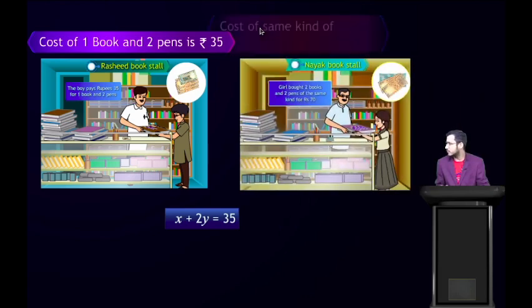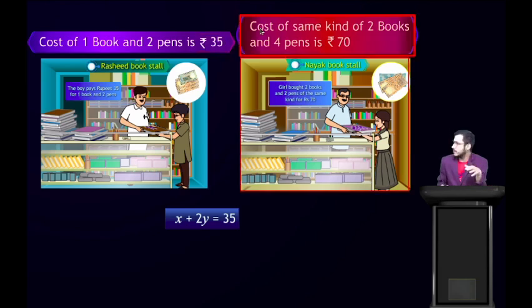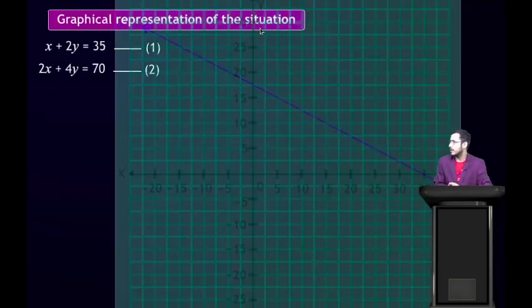So here x plus 2y is equal to 35, and in the second case, the cost of the same kind of two books and 4 pens is rupees 70. So from the equations, x plus 2y is equal to 35 is our first equation, and 2x plus 4y is equal to 70 is our second equation.